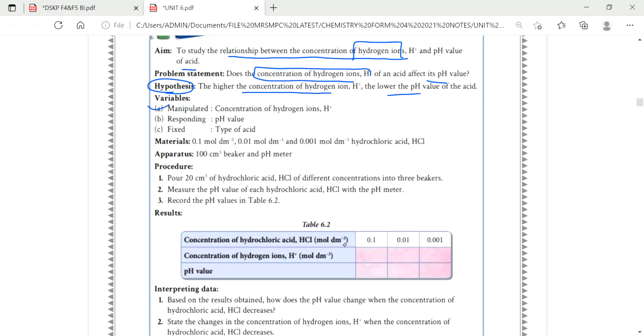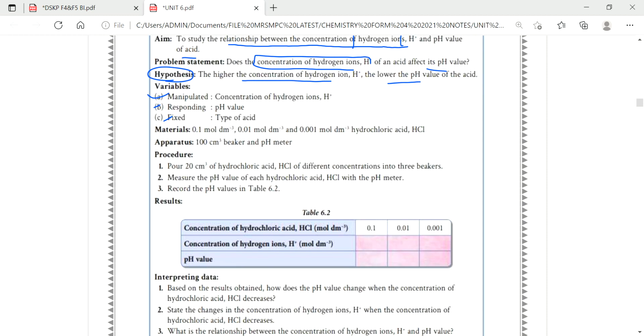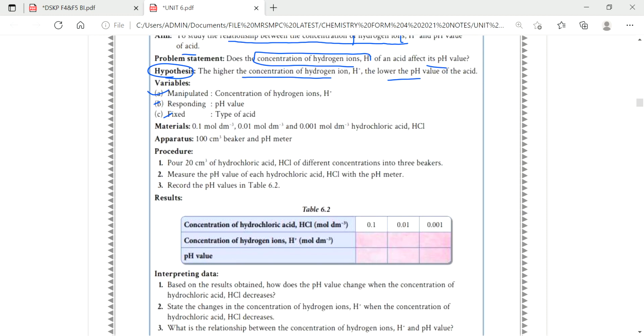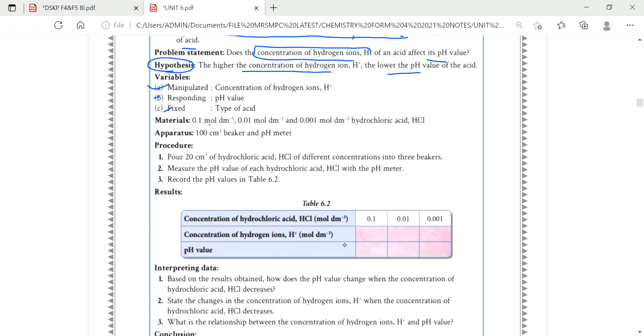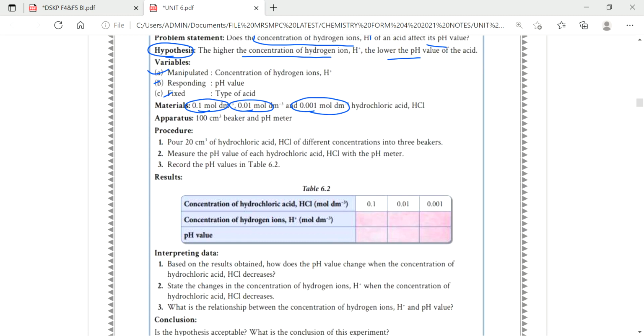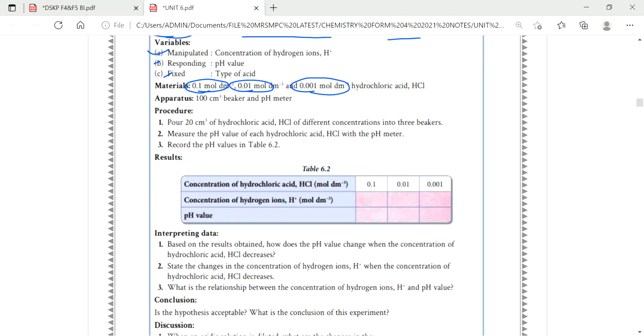Okay, manipulated yang berubah-ubah adalah concentrations of hydrogen ions. Kita nak tengok kalau sikit hydrogen ion pH value dia berapa. Kalau tinggi kepekatan hydrogen ions, berapakah nilai pH value dia. And fix mestilah type of acid. Jangan tiba-tiba guna acid yang lain. Alkaline pula kan, jangan guna water pula. Alright, so dia kena fix. Alright, so concentrations mestilah berbeza-beza untuk kita tengok pH value yang akan kita terima.